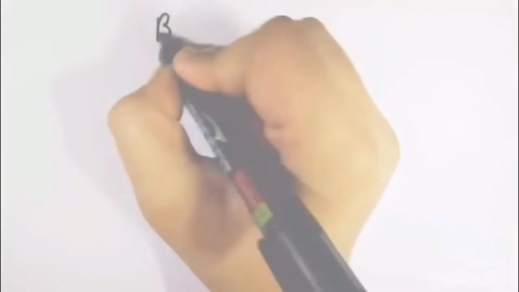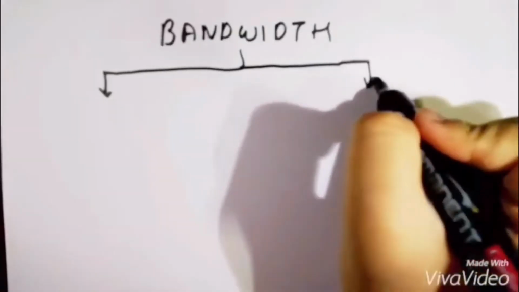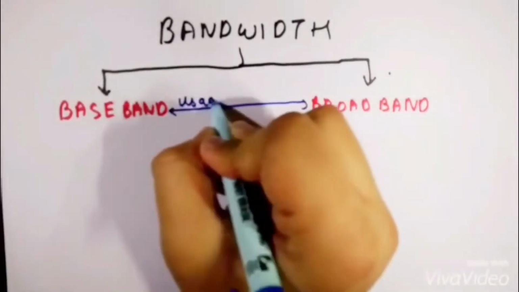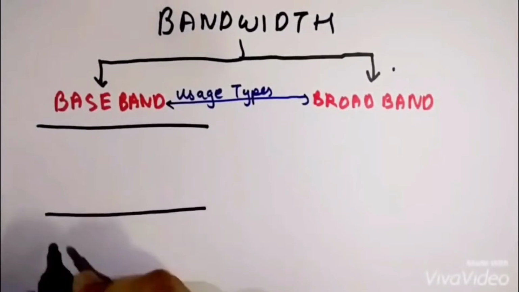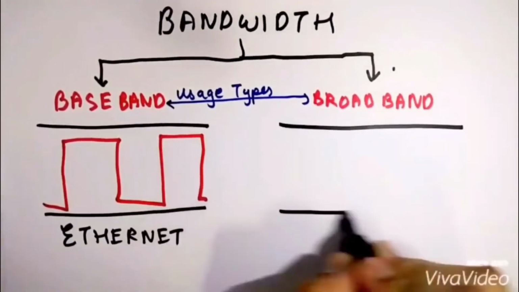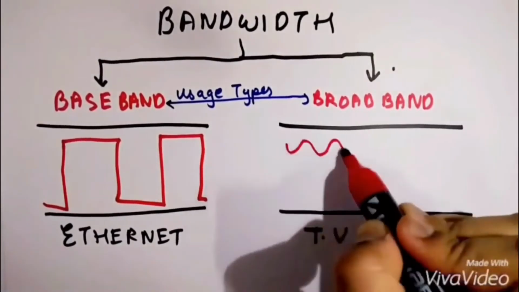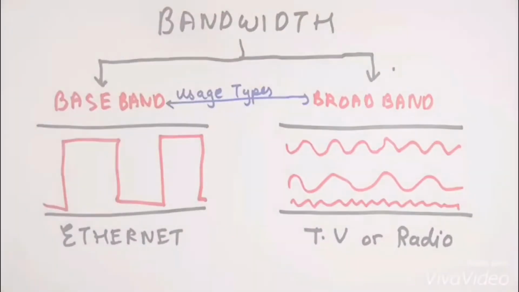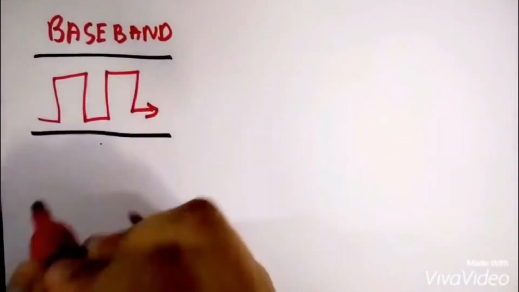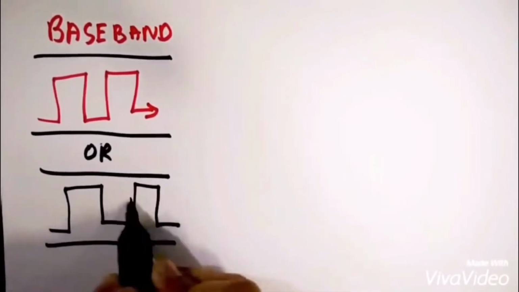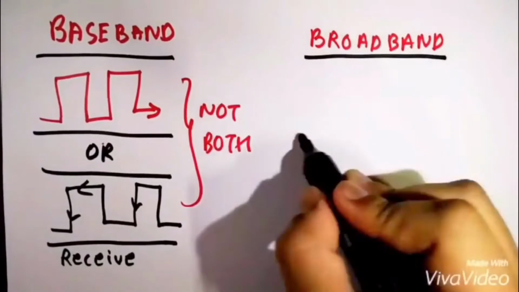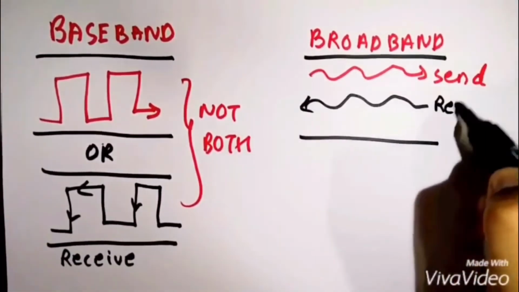The electromagnetic band in the bandwidth can be used in two different ways, namely baseband and broadband. You may have heard these terms, but what do they mean? Baseband, which is used in Ethernet connections, uses the whole band to transmit just one signal of information, whereas broadband, which is used in TVs, transmits a number of signals through the whole band. Another differentiating property is that baseband allows you to either send or receive a signal, but not both at the same time, whereas broadband allows you to send as well as receive the signals both at the same time.